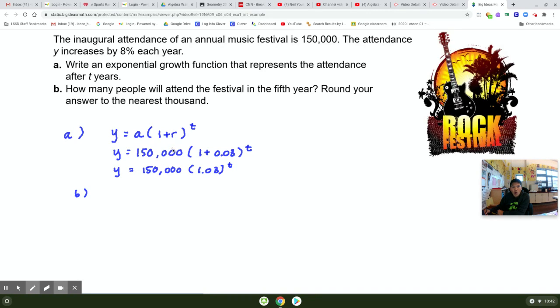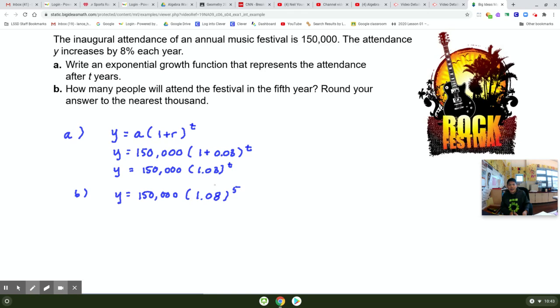But then on part B, how many people will attend the music festival in the 5th year? Round your answer to the nearest 1,000. So in the 5th year, t would be 5. So I can write the equation y equals 150,000 times the quantity 1.08 and then raised to the 5th power. And then I can enter all that into my calculator as is.